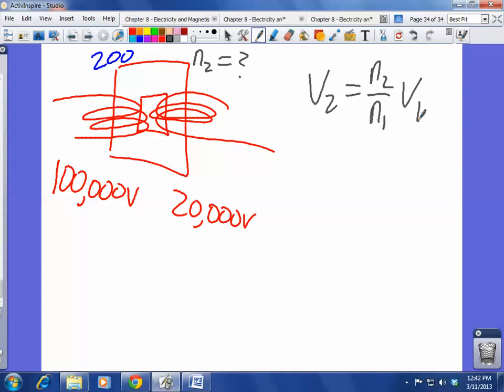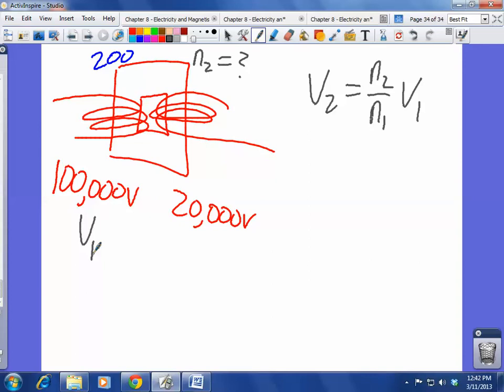That's how many times this is wrapped around here, sorry. So we're wrapping around here 200 times. And I want to know how many times we wrap around this side to go from 100,000 to 20,000. We're getting a little stuck with this? Well, why don't we identify what we know? So this is 100,000 volts in. So which variable is this? This is V1. Okay, so this is our input. So we start with V1.